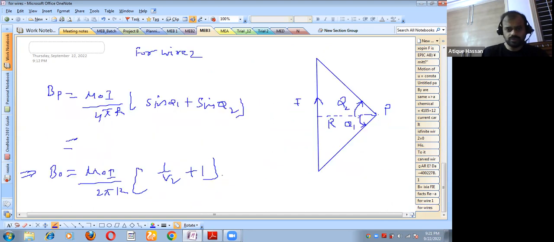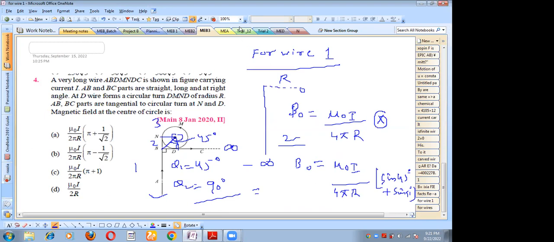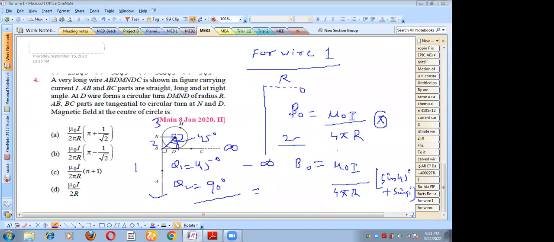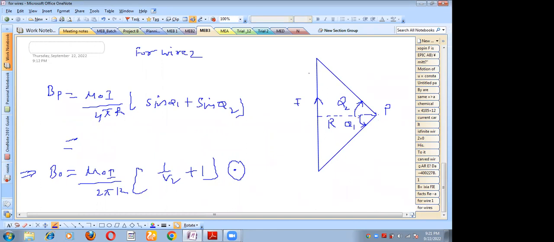Can all of you understand how we are taking the directions? How we decide inward and outward? Everyone got it? Kulsum, Samaira, have you understood how we have taken the inward direction and outward direction? Can you please explain for wire one why inward and outward? The direction we have already discussed. Sir, actually I was absent in the previous class.